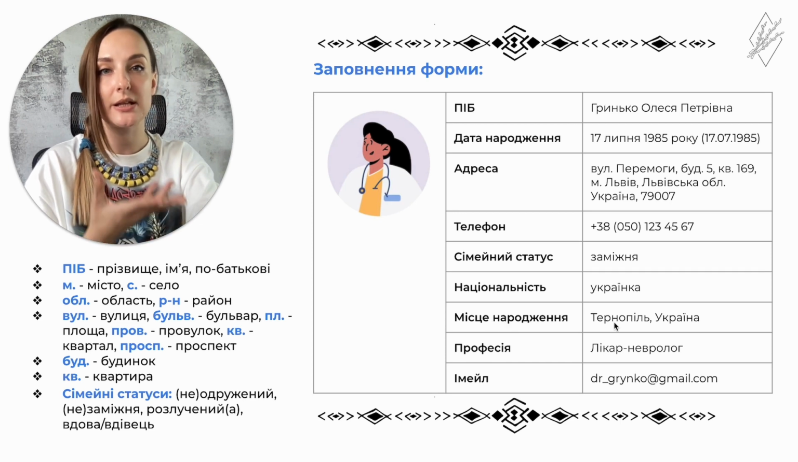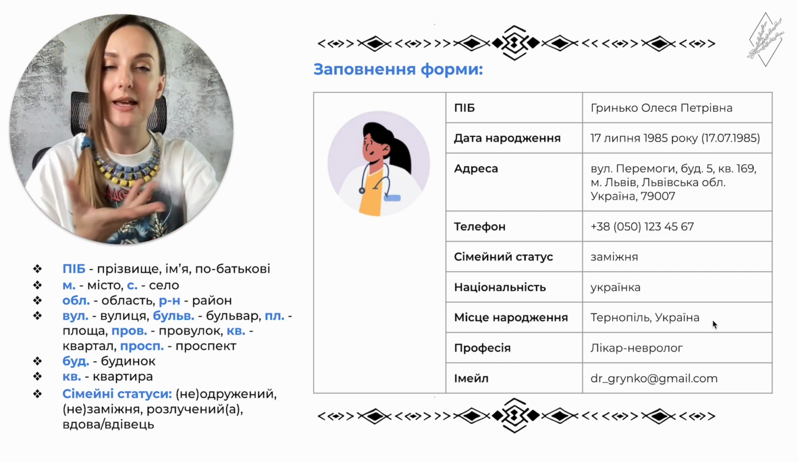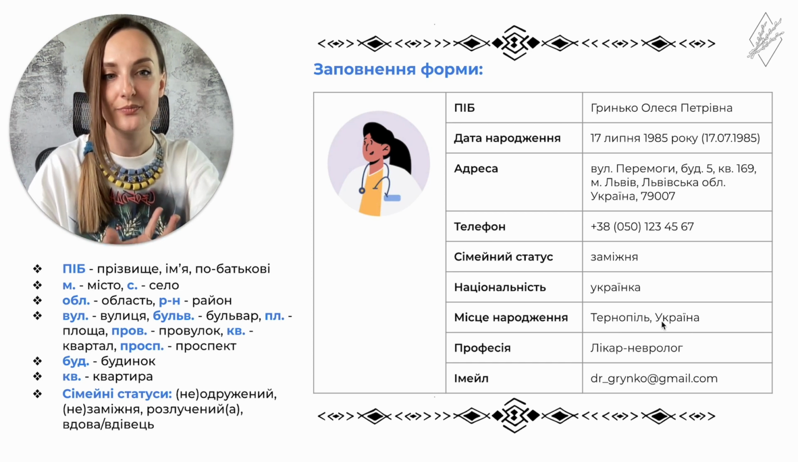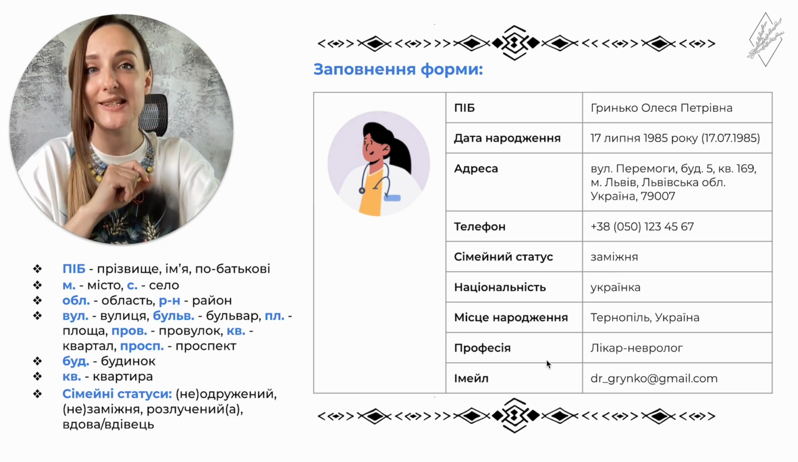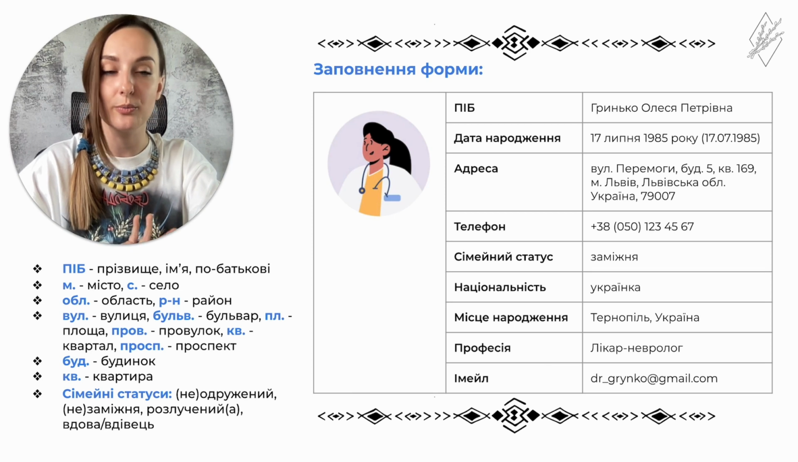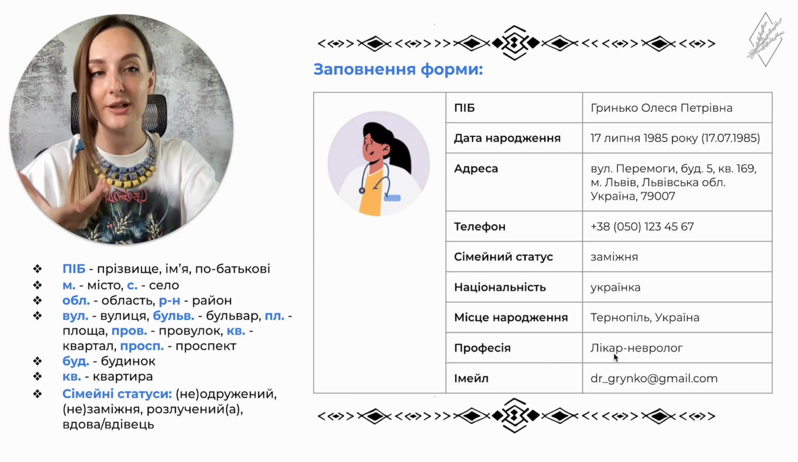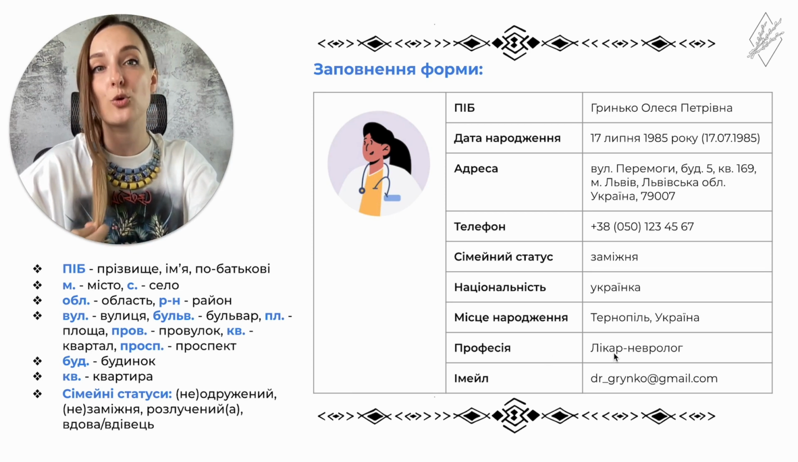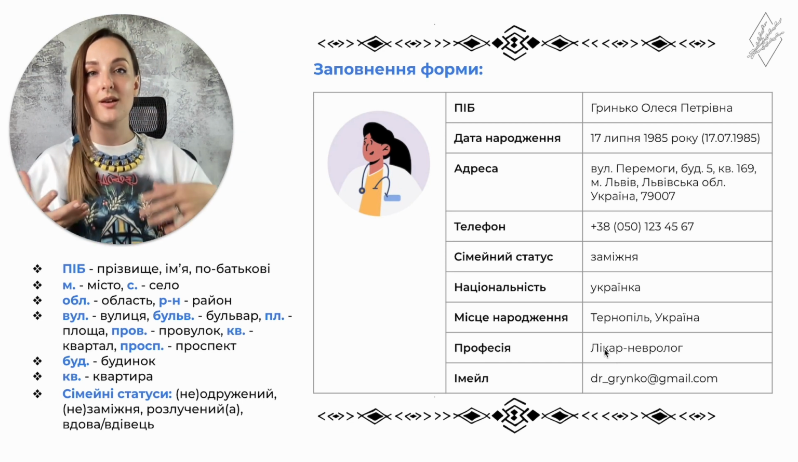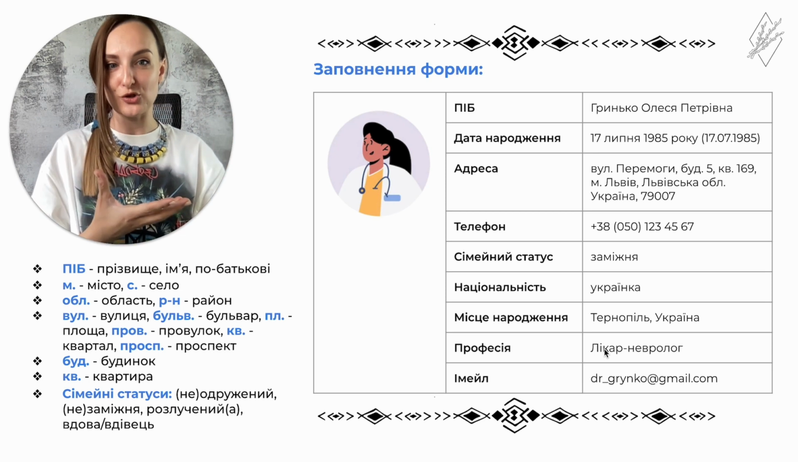Usually here we write the name of city and country. For example, Тернопіль, Україна. City, country. The next one. Професія. Професія. It means occupation or profession. Олеся, лікар-невролог. Лікар-невролог. So she is the doctor, neurologist.